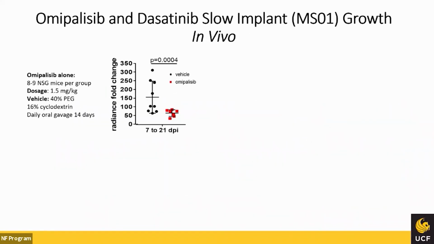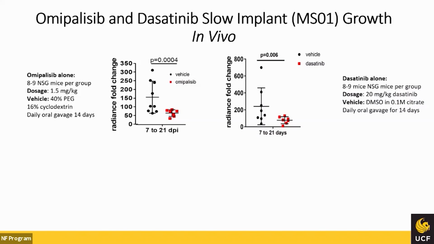The in vivo efficacy of omepallisib and dasatinib each alone were assessed as part of larger studies. 5,000 HSO1 cells expressing luciferase were implanted into the nerves of NSG mice and grew for 7 days, followed by 14 days of consecutive oral gavage. After 14 days, omepallisib-treated mice had a 33% reduction in fold change increase in average radiance compared to grafts in vehicle-treated mice. After 14 days, dasatinib-treated mice had a 32% reduction in fold change increase in average radiance compared to the grafts of vehicle-treated mice.